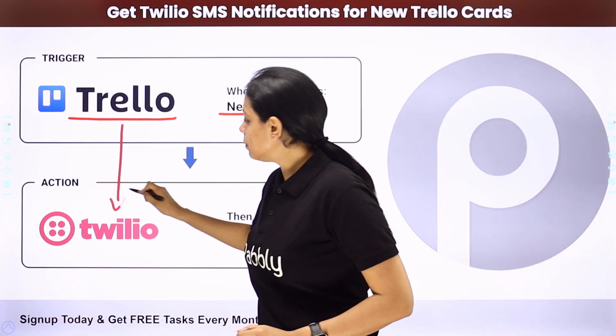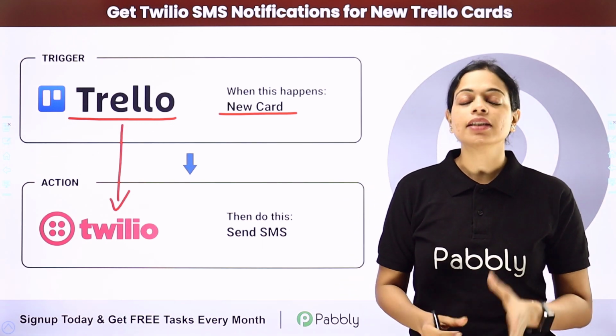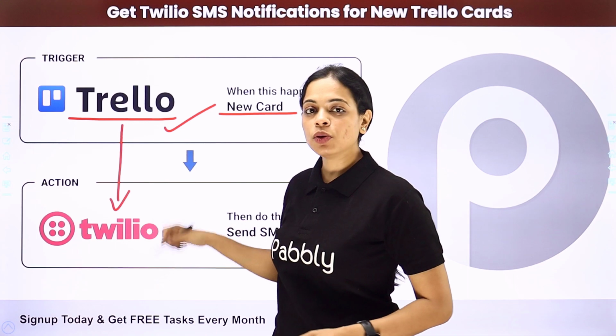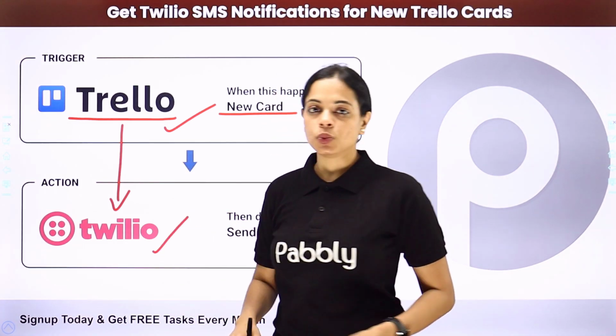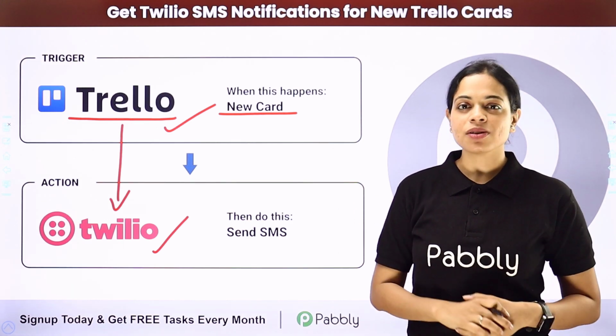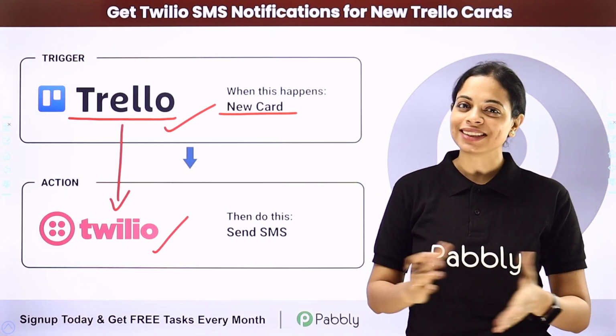For this, the two applications have to be integrated, and this can be done using Pabbly Connect software. Here your trigger application will be Trello and your action application will be Twilio. Now, how can you integrate and automate this entire process yourself? To understand that, let me take you to my screen.